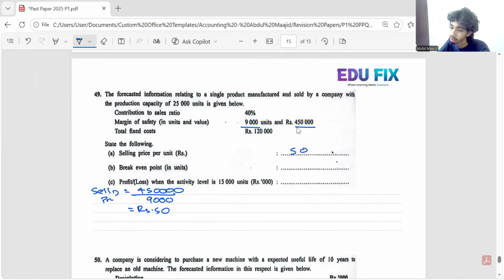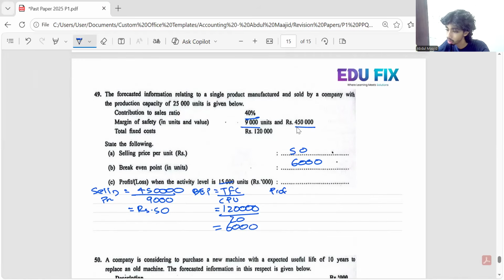Break-even point. Break-even point will be equal to total fixed cost divided by contribution per unit. Total fixed cost is 120,000. Contribution is 40% of sales. Then 0.4 into 50, that is 20. Then the BEP will be 120,000 divided by 20, that is 6,000 units. BEP in units 6,000.